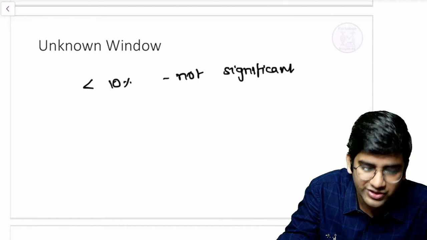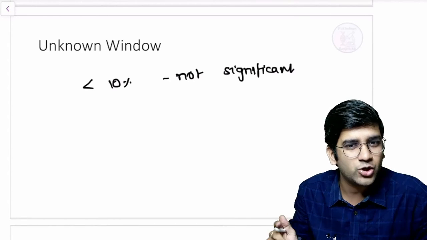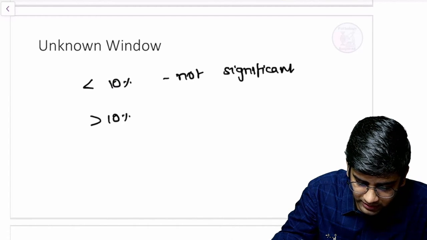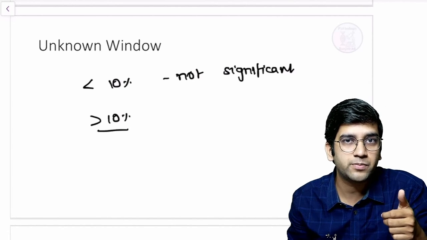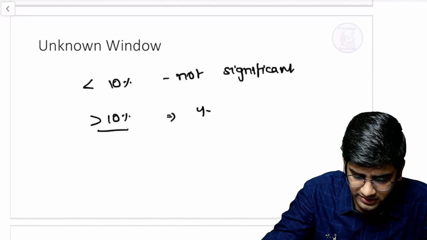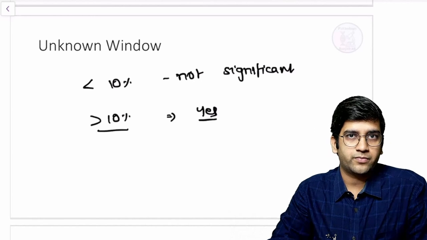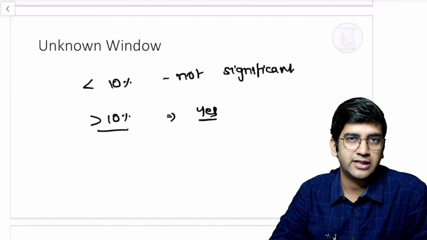It's said in a few books, less than 7 not significant, 7 to 10 intermediate. I'll consider less than 10 not significant. More than 10, yes. This is for the unknown window. For D, it's a different percentage. For the unknown window, it's a different percentage. Here, more than 10, yes, it's significant. We have to look at what it is. We have the table. It's going to be hemoglobin Q, most likely that, in an unknown window.